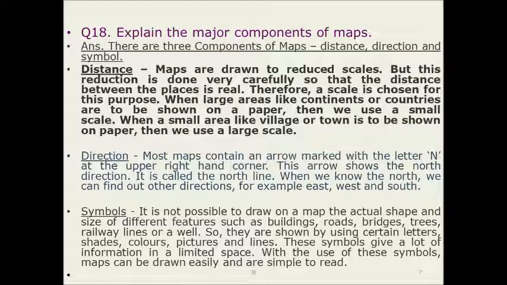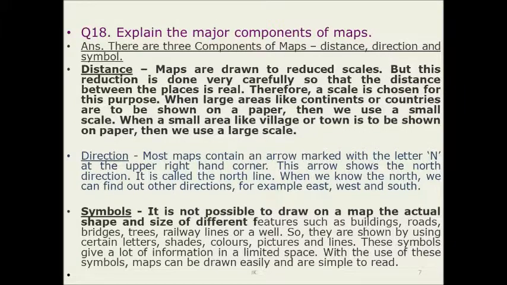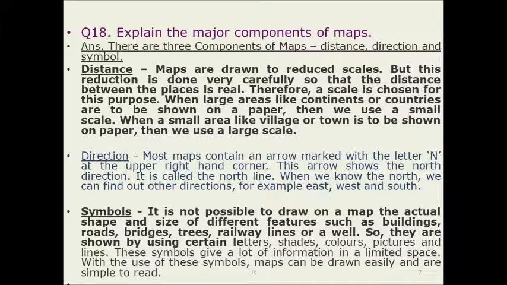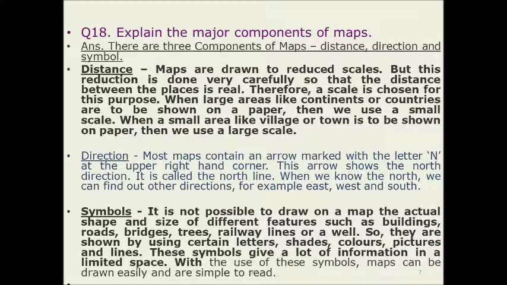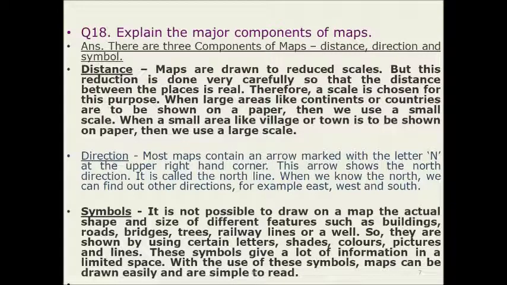And coming to symbols, it is not possible to draw on a map the actual shape and size of different features such as building, roads, bridges, trees, railways line, or well. So they are shown by using certain letters, shades, colors, pictures, and lines. These symbols give a lot of information in a limited space. With the use of these symbols, maps can be drawn easily and are simple to read.